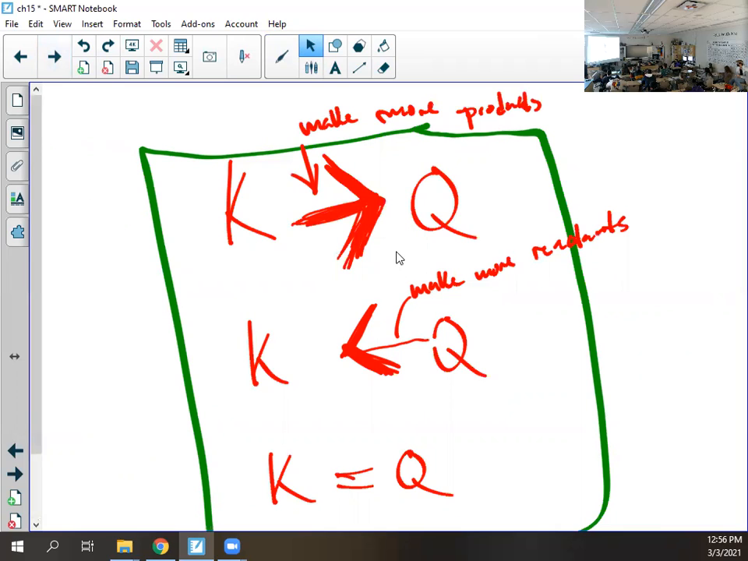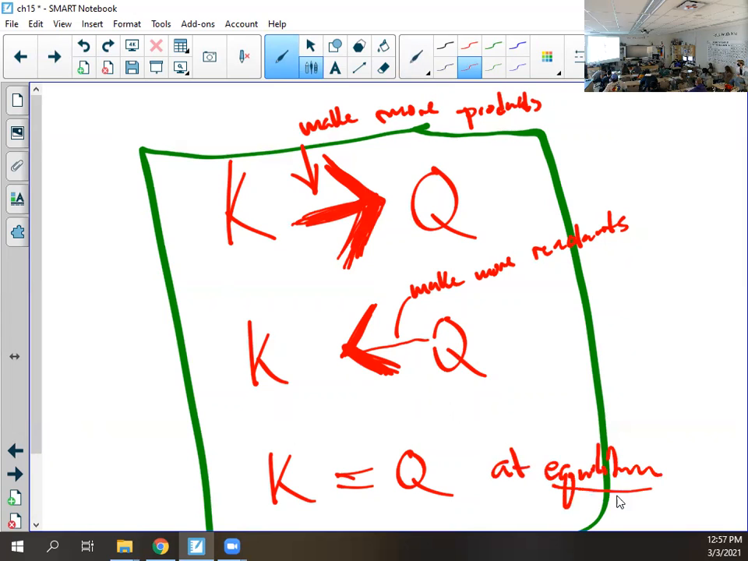Okay, so this is hideous, but whatever. If K is greater than Q, you make more products. If it's less than Q, make more reactants. If it equals Q, you're at equilibrium. This is a really important concept, which means it's on your test.